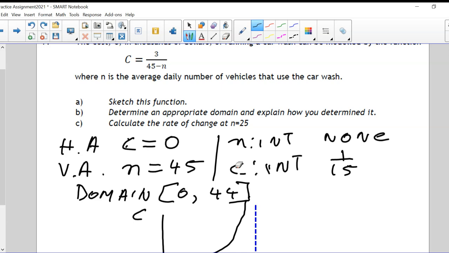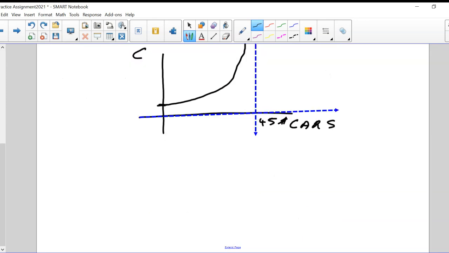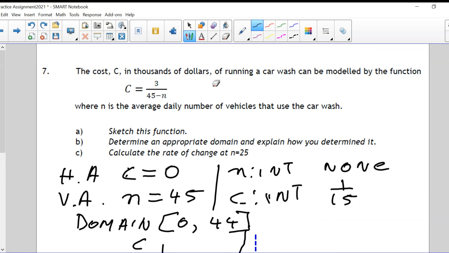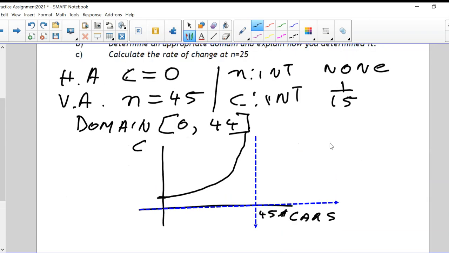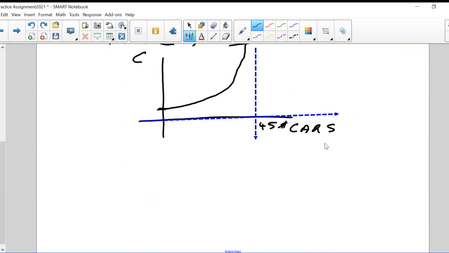It's absolutely an IROC. Unfortunately, I know IROC is pretty tedious to do, but we're going to do that right now. And by the way, just remember that they said that the C is in thousands of dollars. That's just reminding you about that. And the N is the number of cars. So what I'm going to do is take my function. I'll remind you what the function is. C is equal to 3 over 45 minus N.